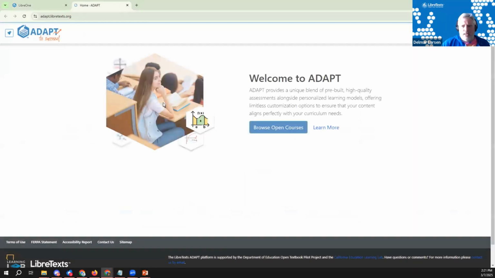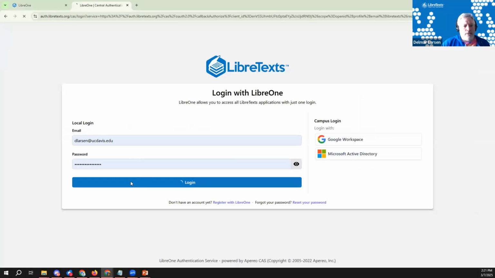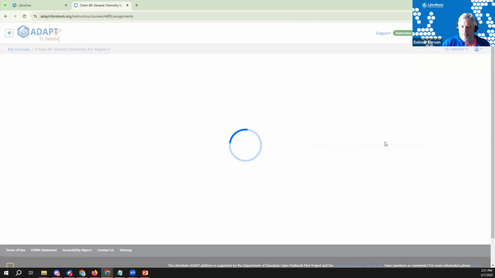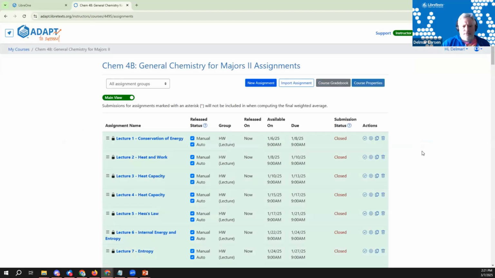I'm going to go to Adapt. Everyone in here, I think, has an Adapt account. I'm going to log in here with my UC Davis account, which is the right account for me. Now, the idea behind what we were doing, and I'll just show my general chemistry for majors class. I think I may have shown this earlier on. I'm not releasing any FERPA related material because I'm not showing any student performance here. I just want to show what the assignments are.